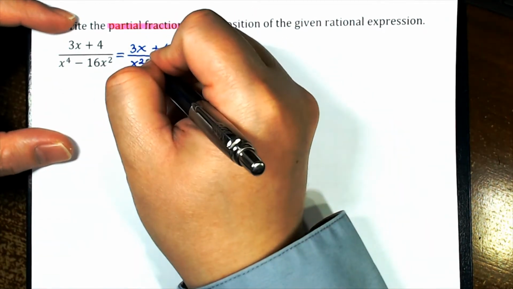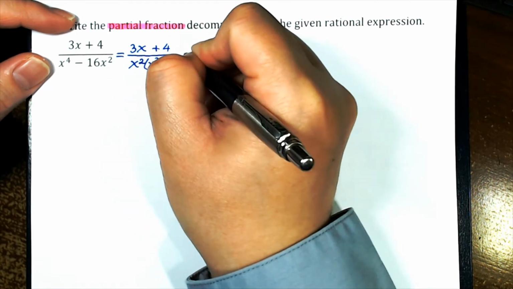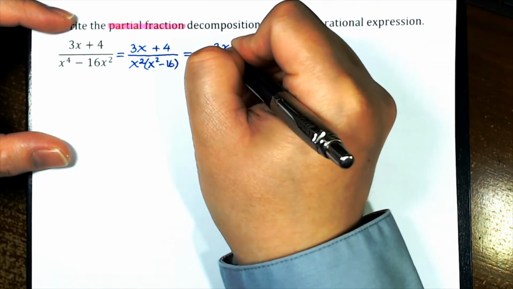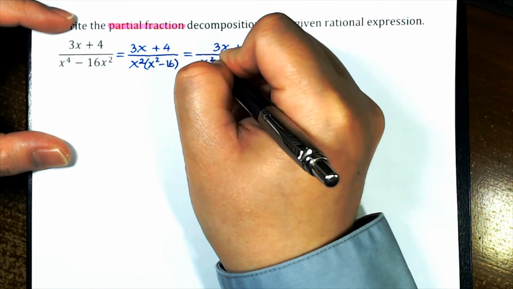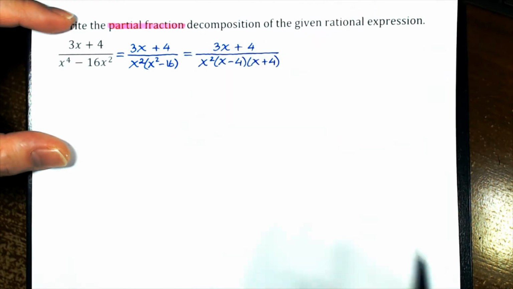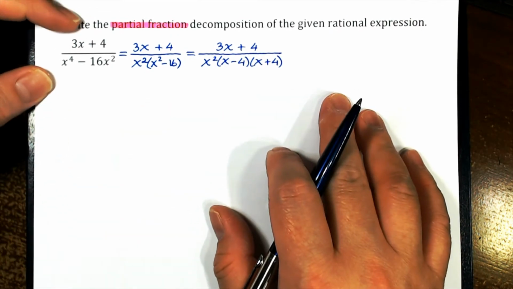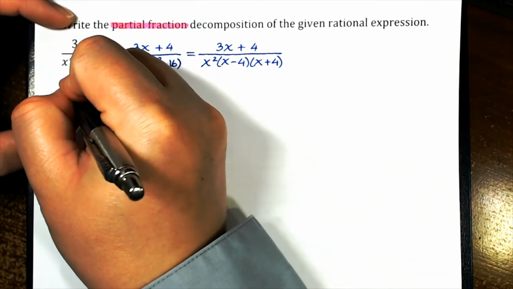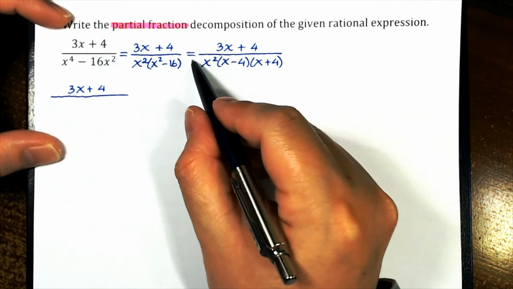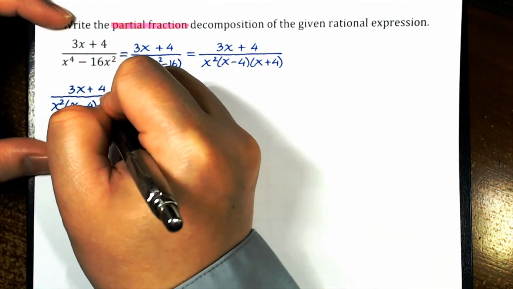Both terms in the denominator can be divided by x squared, so I factor out x squared, and I have x squared minus 16, and x squared minus 16 will be x minus 4 and x plus 4. So we have x squared, x minus 4, and x plus 4. Right. So now we form the partial fraction. The denominator is factored like that: x squared, x minus 4, and x plus 4.